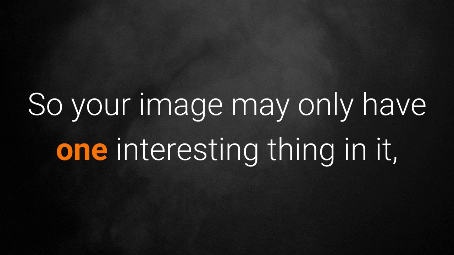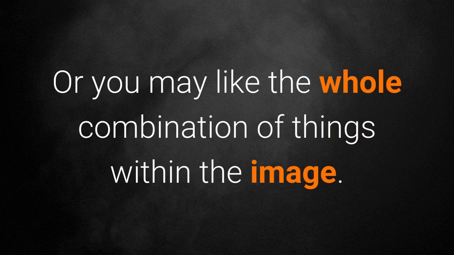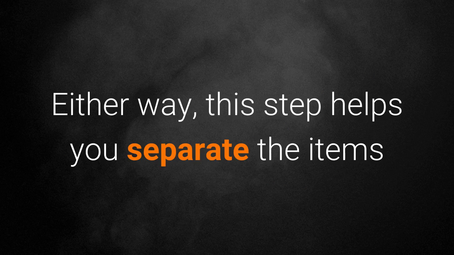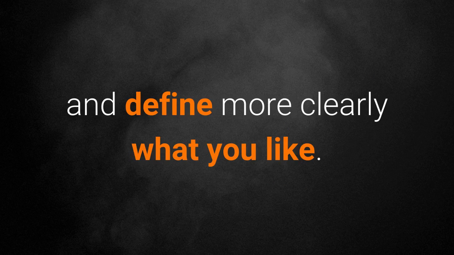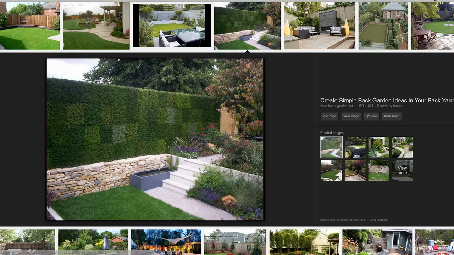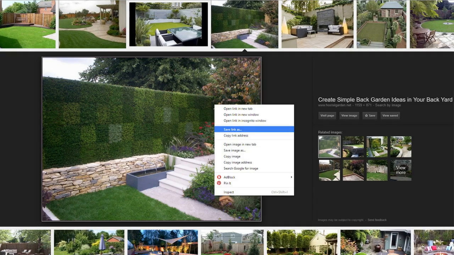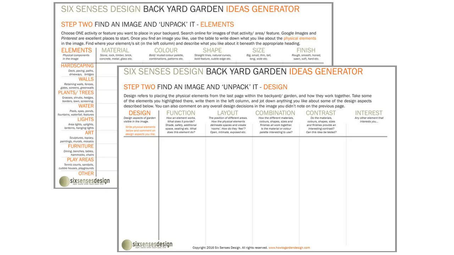So your image may only have one interesting thing in it, and you ignore the rest. Or you may like the whole combination of things within the image. Either way, this step helps you separate the items and define more clearly what you like. Once you find an image that you like, save it or print it off, along with the 2 cheat sheets.